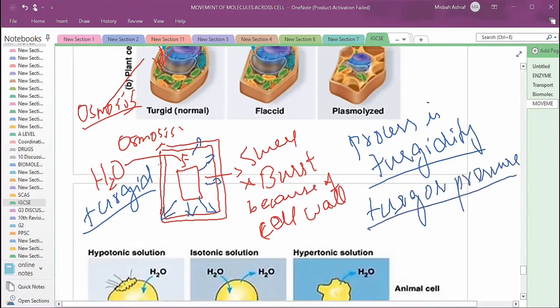Here there are three terms which you have to learn. One, water will move inside by the process of osmosis. As we have seen, animal cells swell and burst, but plant cells do not burst because of the presence of the cell wall. Water moves inside and exerts pressure on the walls of the cell. That pressure is known as the turgor pressure, and this process is known as turgidity. And the cell which appears fresh and swollen up is known as the turgid cell. The water helps in turgidity of the cell, and this turgidity is also because of the cell wall.